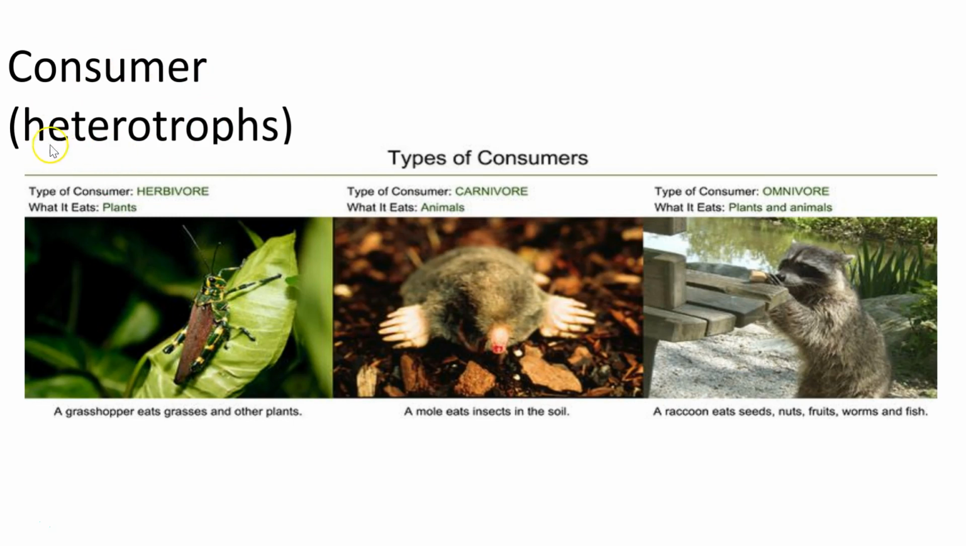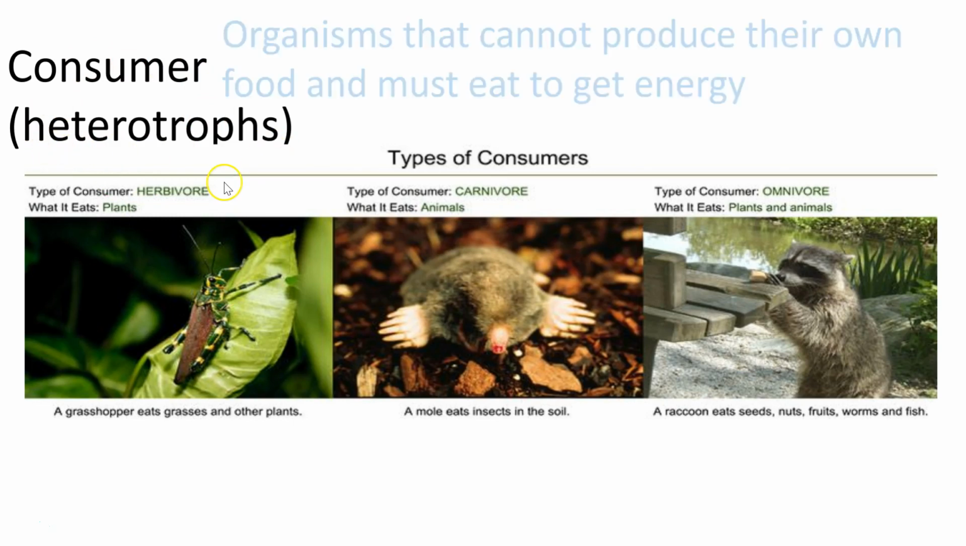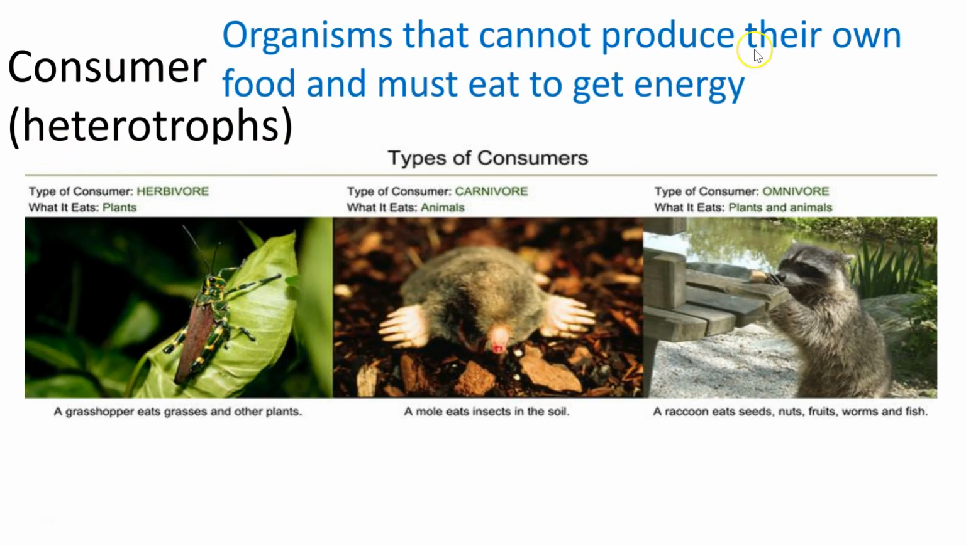Consumers are also known as heterotrophs. These are organisms that cannot produce their own food and must eat to get energy. And so, of course, animals would work here. Insects, anything that has to eat for energy, any non-autotroph or non-plant, would be a consumer, or in other words, a heterotroph. And these words are used interchangeably. Sometimes you'll see heterotrophs, sometimes you'll see consumers. They're really exactly the same thing.